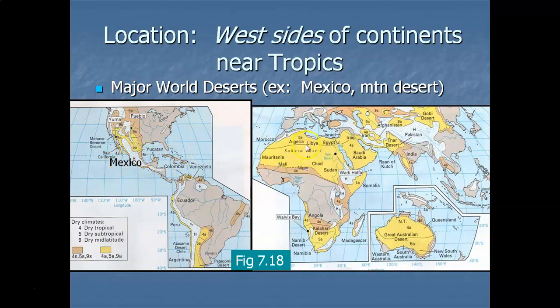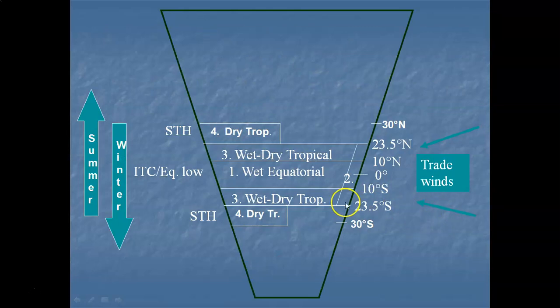And so here we've got the Sahara and Arabian deserts. Here's climate number 4, closest to the tropics. And the same thing in the southern hemisphere for Australia. Here's the Tropic of Capricorn, and here's this dry tropical climate. So let's put it on in. What we want to do is show the western tendency for dry climates.